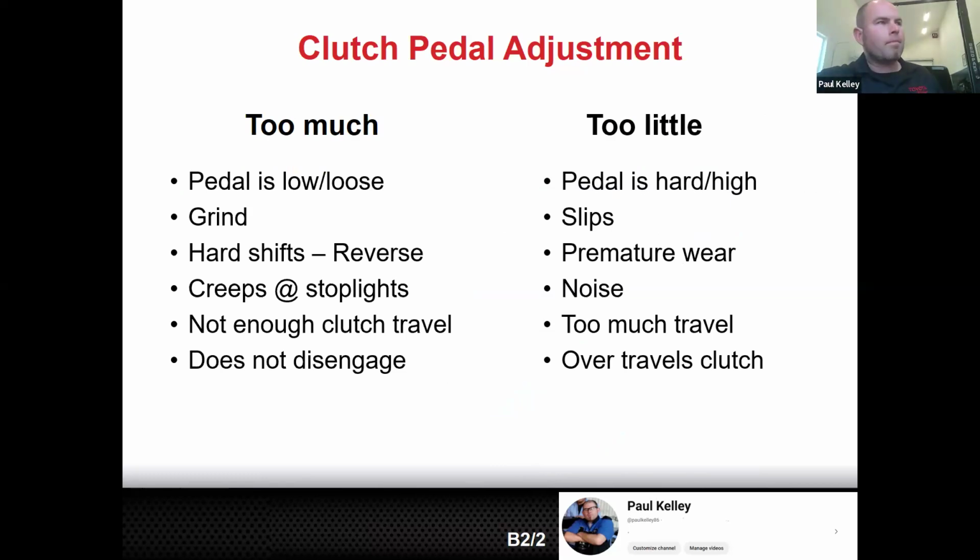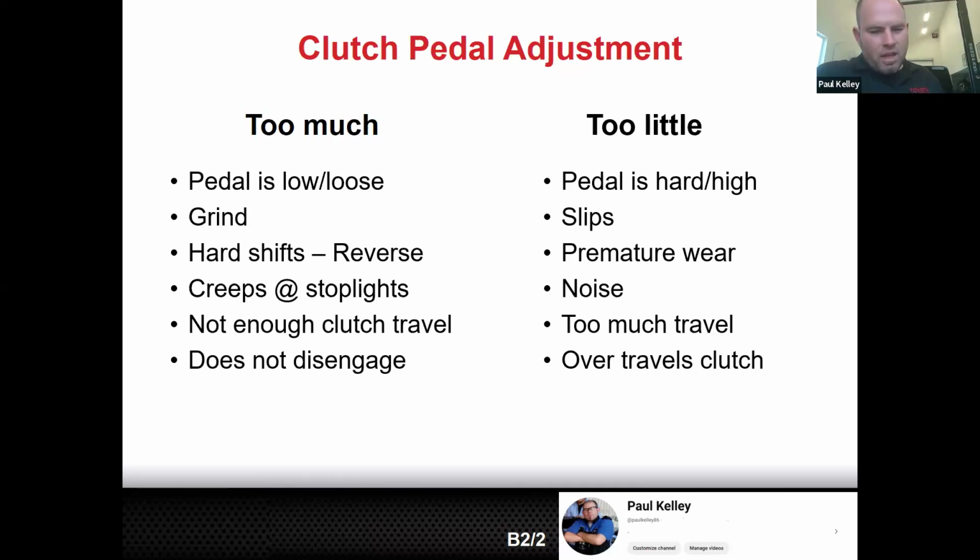Premature wear. The slip causes the premature wear. The noise is a little bit of a stretch for me, but it might be because you're pushing on that release bearing all the time. Maybe you're going to hear a little more noise because the release bearing's not releasing. But the other thing is it's going to be too much travel and it's going to over travel the clutch. So when Don added a bunch of spacers in there, you'd actually try to push down and the clutch pedal would get firm like a brake pedal because it would try to throw the clutch all the way. It would max the clutch out and then it would build pressure and make your pedal firm.